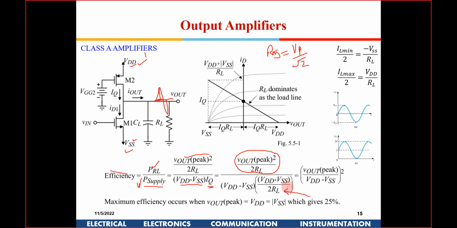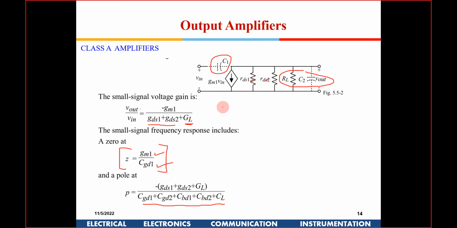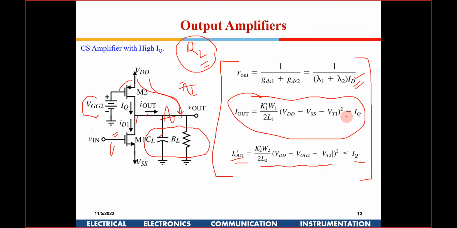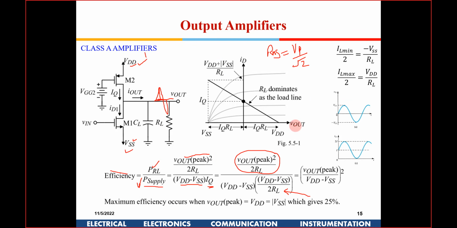Where is it? Here, like this. IQ is the current which is flowing in RL. We are sizing it accordingly. Is it okay? Here our motive is to find how much power is taken by the load compared to the power supplied by the source.